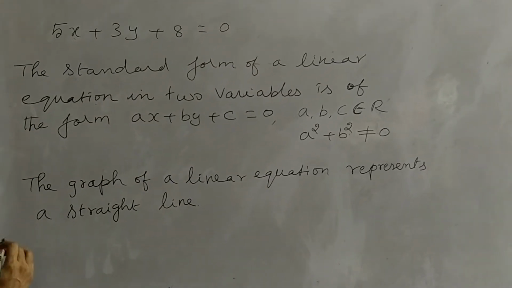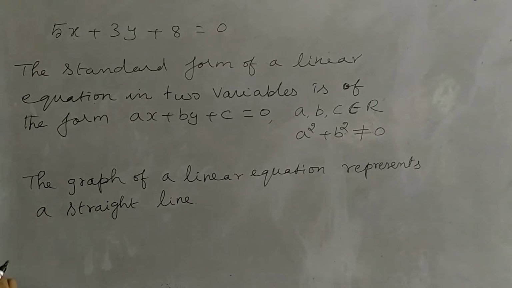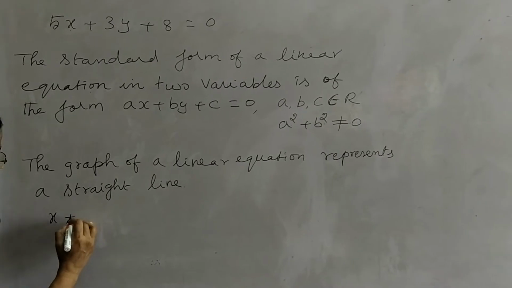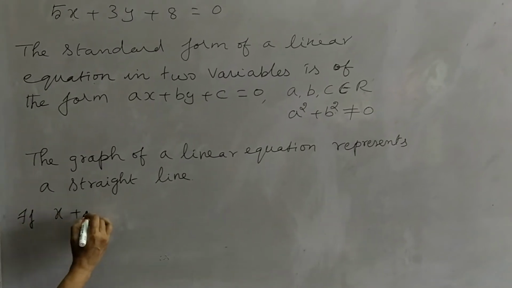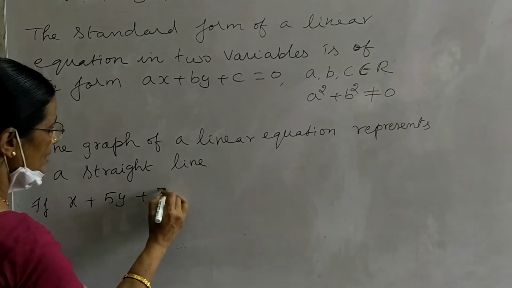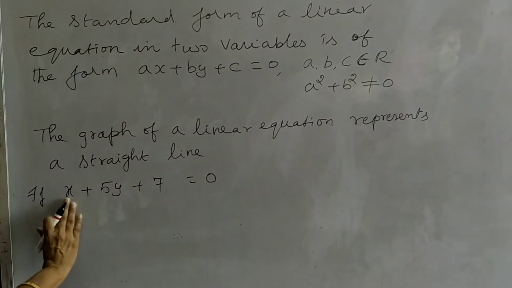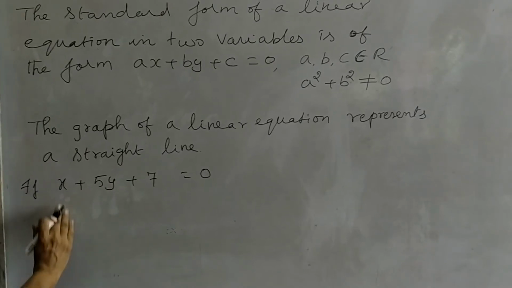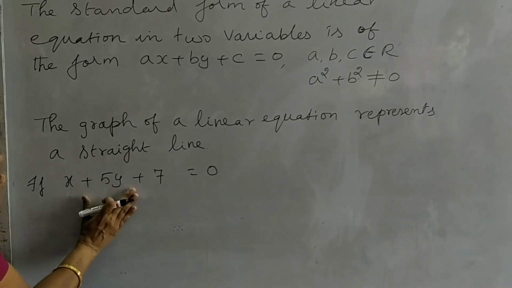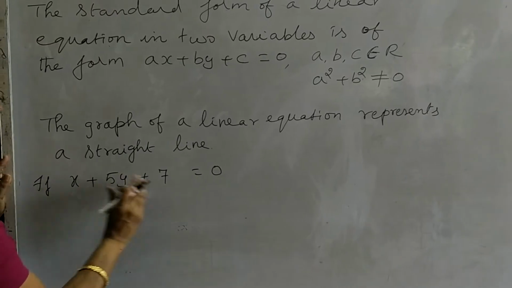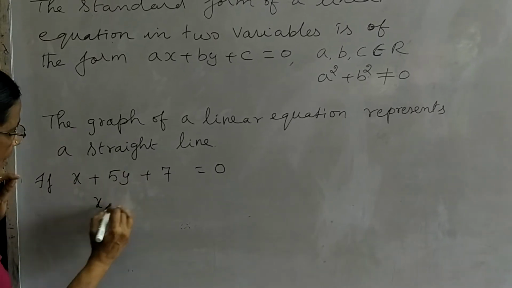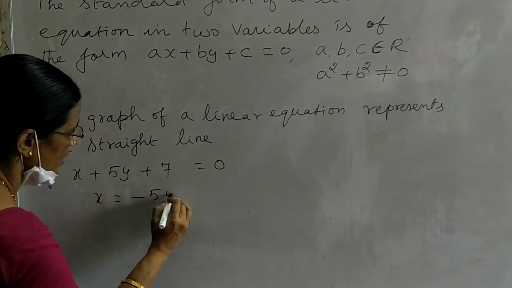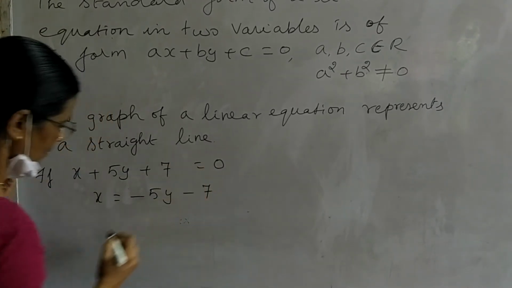Now let us understand what is the solution of the given equation. This also we had studied last year. Let us recall. Suppose x + 5y + 7 = 0 is the given equation. We are trying to find the solution for this equation. This can be represented either in x form or in y form, whichever is easier. For me, x form is easier. So I shift the remaining terms to the right side. I will get x = -5y - 7.